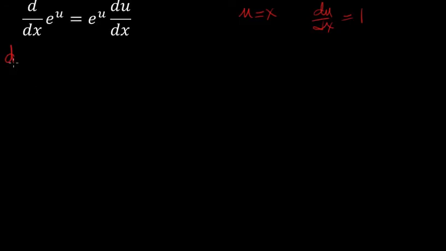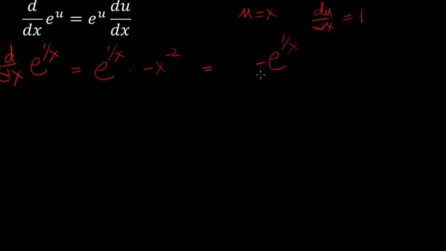How about the derivative with respect to x of e to the 1 over x? We see that we have e to the u, where u is 1 over x. So our derivative will be e to the u times the derivative of 1 over x, which is x to the minus 1, so it's minus x to the minus 2. Or, the nicest way to write it would be minus e to the 1 over x squared, or you might write minus 1 over x squared times e to the 1 over x. Any way you want.